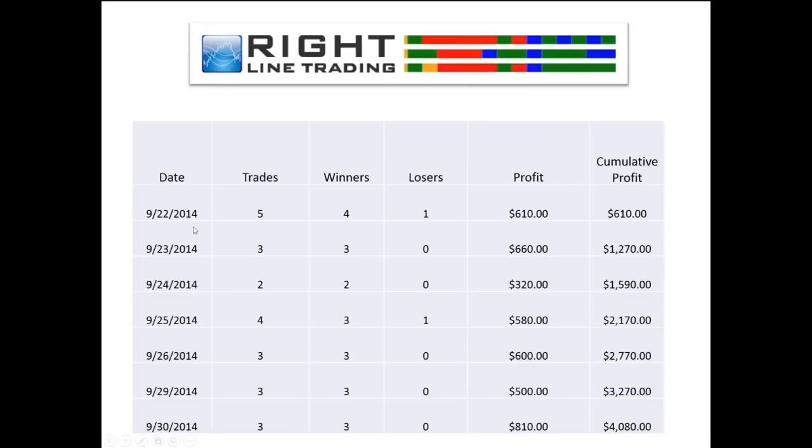Now, I haven't updated this, and I apologize, but from 9/22 to 9/30, we had 23 trades, and we had 2 losers. And this was the net profit in the trading room. We have $4,080 in 7 trading days. I'm not cherry picking it. We just trade with a lot of specificity. Now, we do have losing days. We've only had 2 losing weeks in the last year.